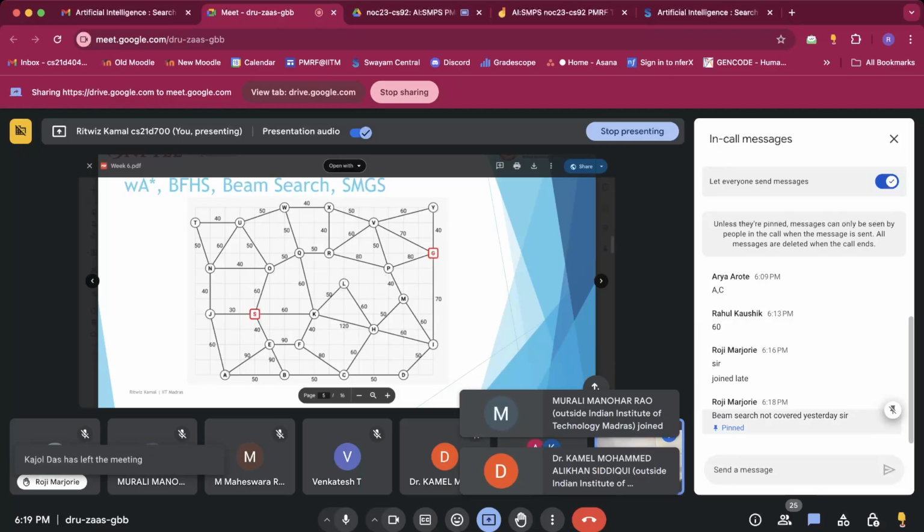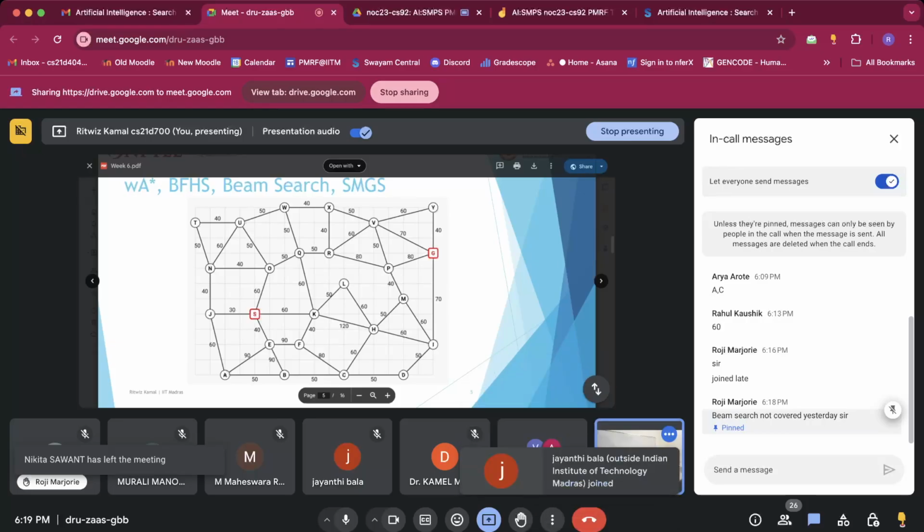Beam search was not covered yesterday, but in one of the previous weeks we did cover it. I don't exactly remember which week it was, but I think we did cover beam search. We will still go through one of the applications of beam search today. I think when we applied it, it was in the context of a SAT problem. Today it is in the case of this map where we have to go from start to goal. But we will come to that.